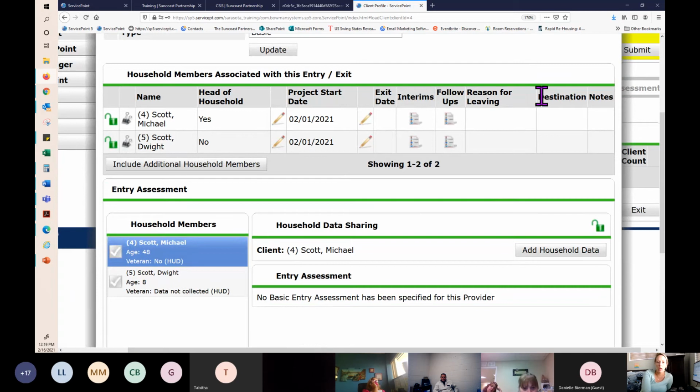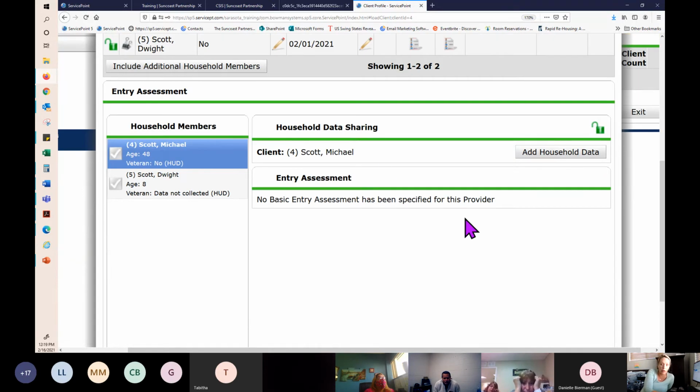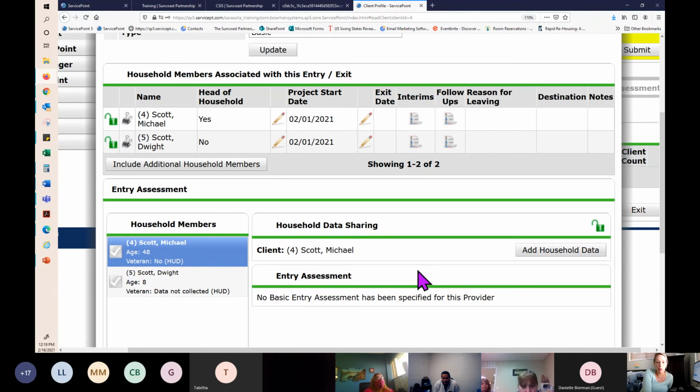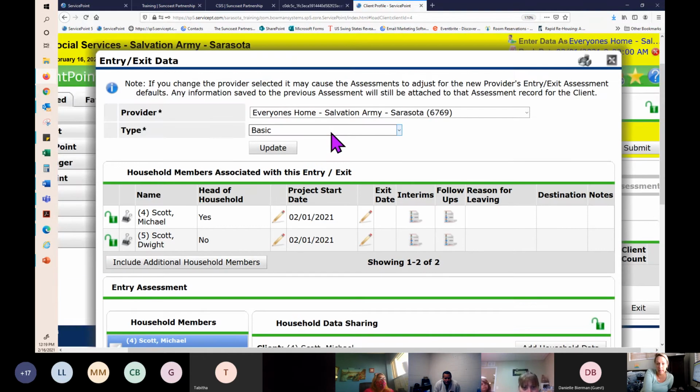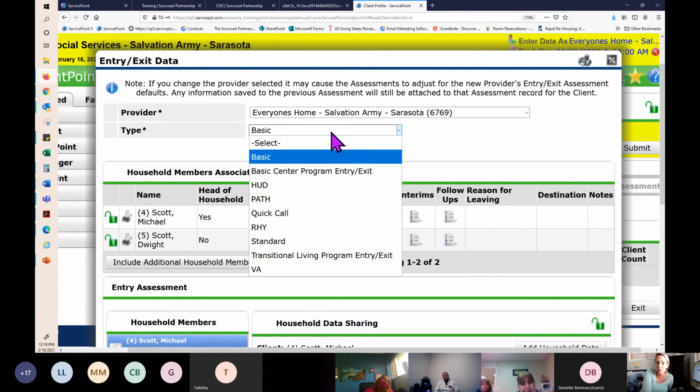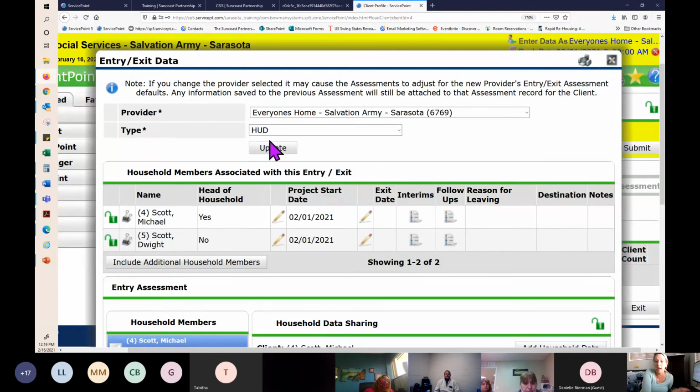We're going to scroll. Oh no, where's my assessment? What's going on? If you guys ever see that no basic entry assessment has been specified for this provider, if you ever see that there is no assessment in here and there are no questions, it is not a hall pass. You have to make sure that you are in the right type. Most of your projects will either be basic or HUD, and it really depends on your funding source. So Everyone's Home is a federally funded project, so it is a HUD funding source, a HUD type. You simply update your type.